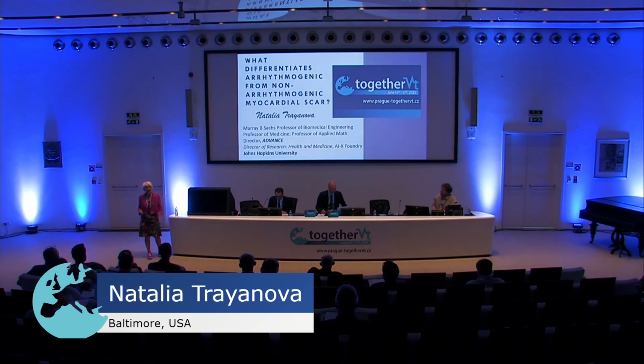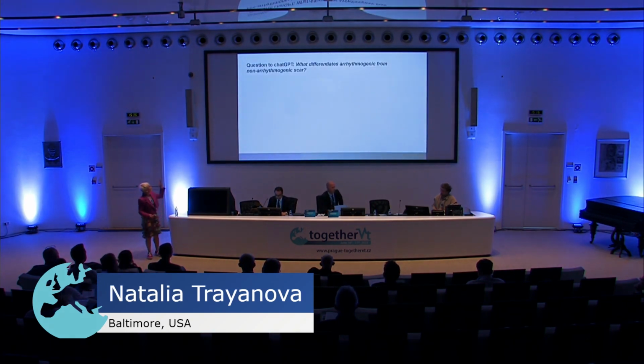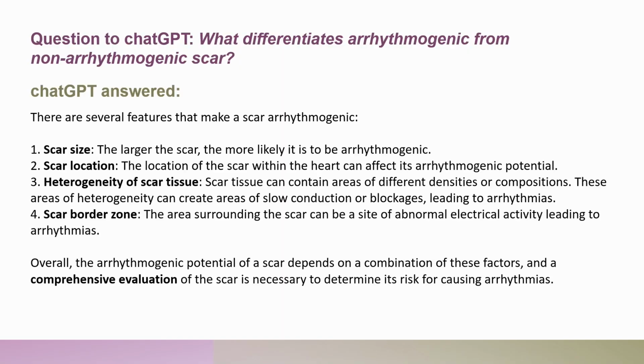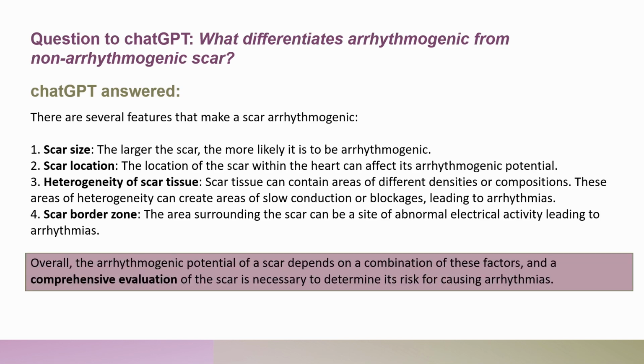So I thought, maybe I will ask ChatGPT. So I did. I said, what differentiates arrhythmogenic from non-arrhythmogenic scar? ChatGPT answered instantaneously: scar size, scar location, heterogeneity of scar tissue, scar border zone. I did not edit that. That's straight from ChatGPT. The conclusion, though, was that the arrhythmogenic potential of a scar depends on combinations of things, and particularly a comprehensive evaluation is necessary.